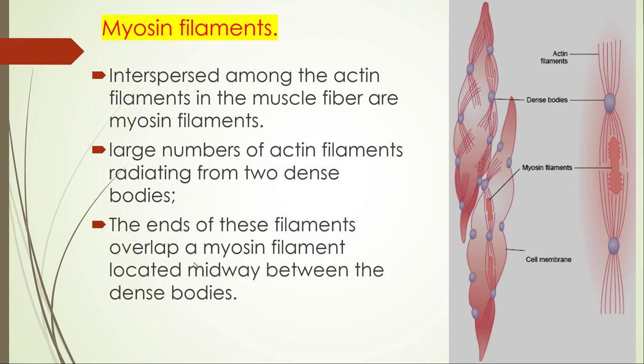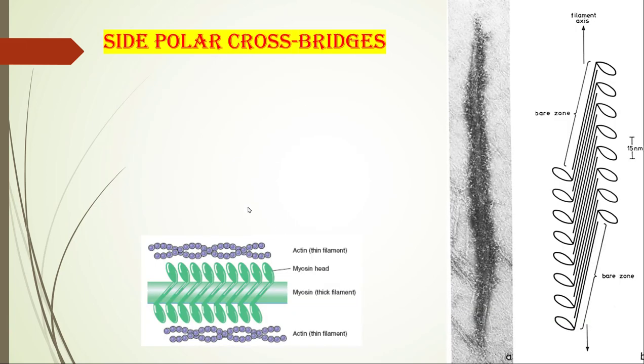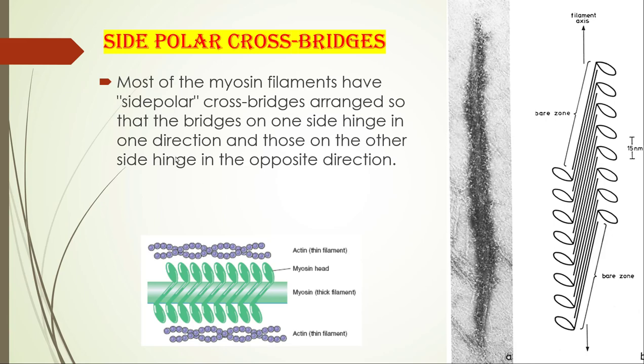The ends of these filaments overlap a myosin filament located midway between the dense bodies. Between the dense bodies, we have the myosin filament, and the actin filaments overlap these myosin filaments. Side polar cross bridges. Most of the myosin filaments have side polar cross bridges, so that the bridges on one side hang in one direction and those on the other side hang in the opposite direction. Here you can see that the myosin head is composed of two parts, the neck and head, and the tail. The tail makes the thick portion, and the neck and the head make the thin portion.